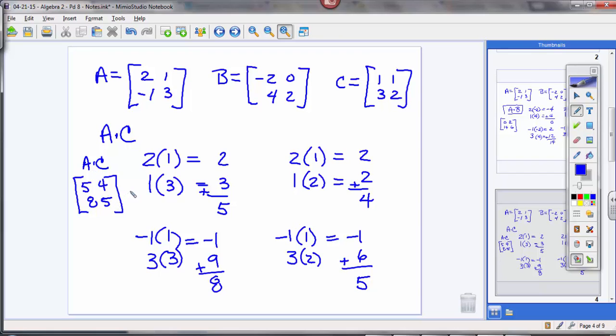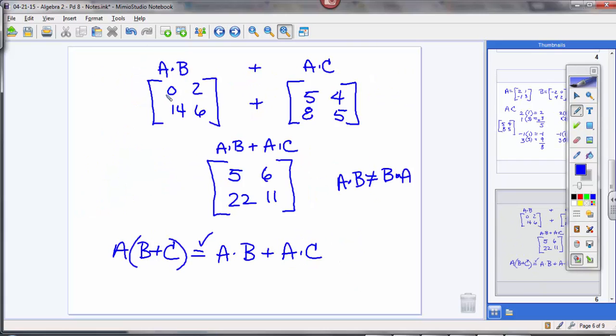Now the next step is to add together A times B and A times C. Here's the results of multiplying A times B, 0, 2, 14, and 6. Matrix A times C was 5, 4, 8, and 5. Now adding them together, again remembering that the 0 goes with the 5, the 2 goes with the 4, 14 goes with the 8, and the 6 goes with the 5 because this is addition. The result is 5, 6, 22, and 11.